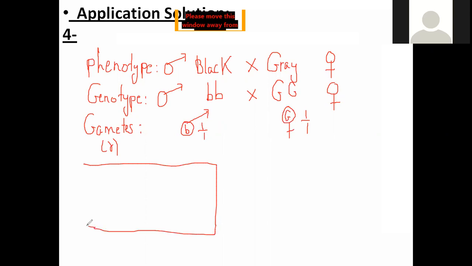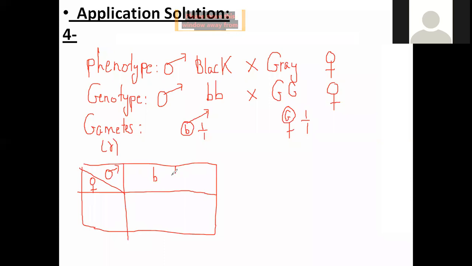In the table of cross, I have first to divide it into male and female. Then I move to the gametes. What are the symbols of the gametes for the male? It's b, 1 over 1. And the female, G, it's 1 over 1. So G times b is Gb, and 1 times 1 over 1 will stay 1 over 1.